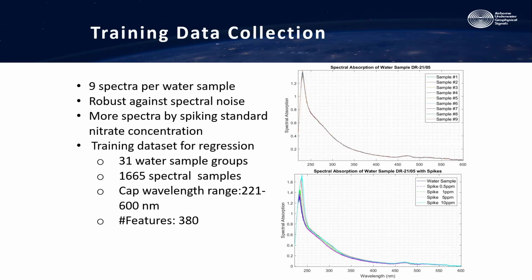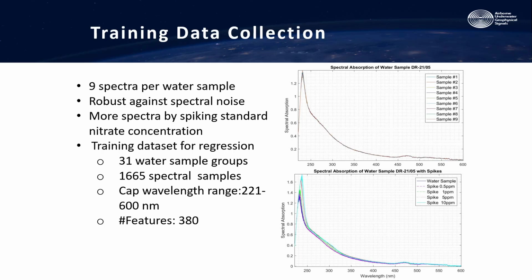The second step is to spike each group of samples with different concentrations of nitrate standard solutions. The purpose of this step is to create more variance of the nitrate value in the samples so that the machine learning model can better capture those differences.